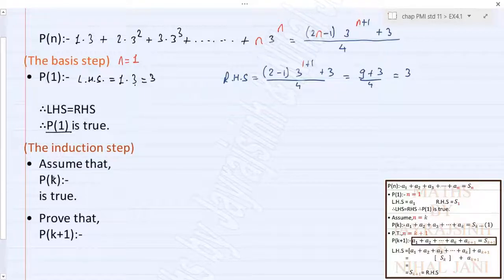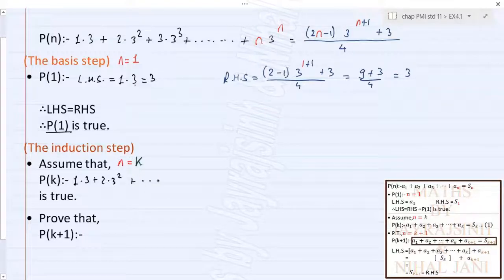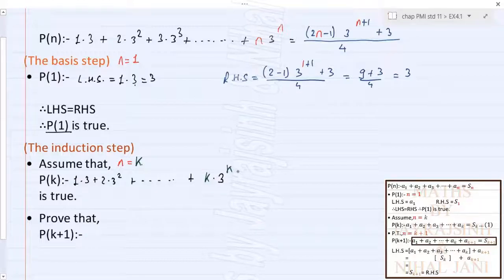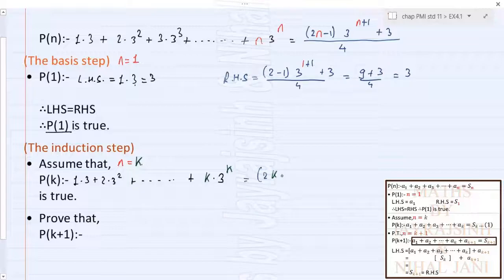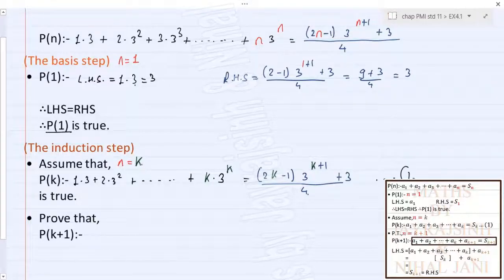First of all, we have to assume P of k, and to form P of k, we have to replace n by k. 1 into 3 plus 2 into 3 square up to dot dot dot k into 3 raised to k is equal to (2k minus 1) into 3 raised to k plus 1, plus 3, whole divided by 4. Let's call it equation number 1.